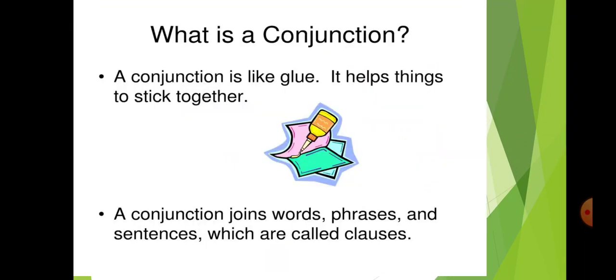A conjunction. What is a conjunction? A conjunction is like a glue. It helps things to stick together. A conjunction joins words, phrases, and sentences, which are called clauses. Now, if I tell you conjunctions are joining words, what do they join? They join words, group of words, and sentences.